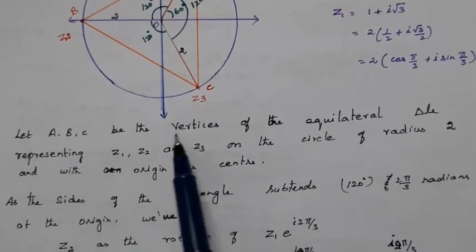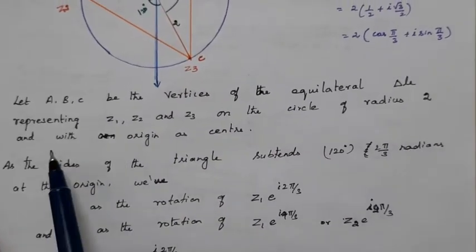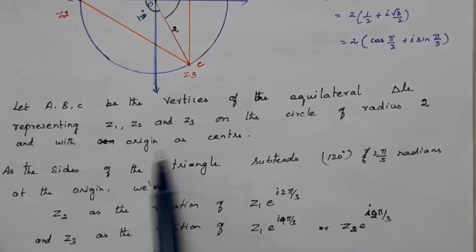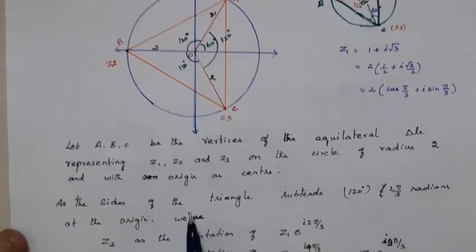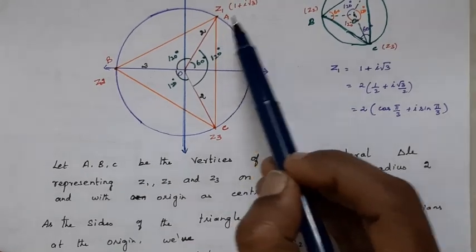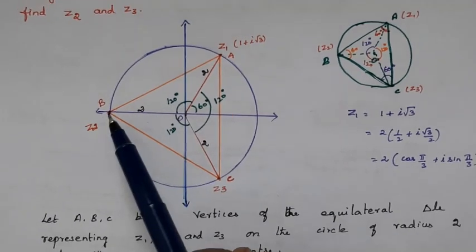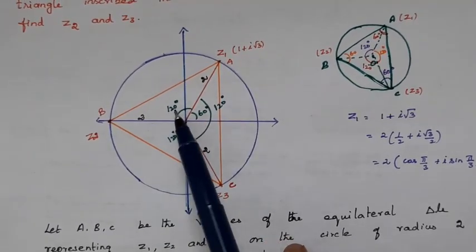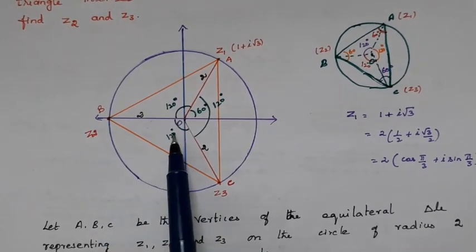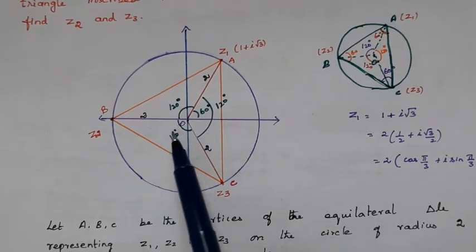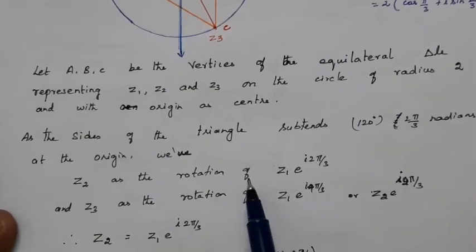Now, let ABC be the vertices of the equilateral triangle representing Z1, Z2 and Z3 on the circle of radius 2 with the center as origin. As the sides of the triangle subtend an angle of 120 degrees at the origin, we have Z2 as the rotation of Z1 through an angle of 120 degrees by the rotation rule. So, we can obtain Z2 by rotating Z1 through 120 degrees. Likewise, Z3 can be obtained either by rotating Z2 through 120 degrees or Z1 through 240 degrees.